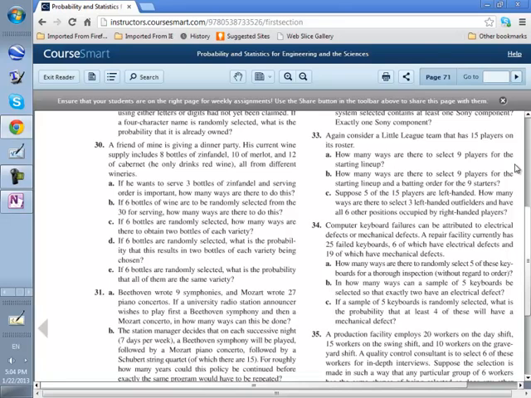A friend of mine is giving a dinner party. His current wine supply includes 8 bottles of Zinfandel, 10 of Merlot, and 12 of Cabernet. He only drinks red wine, all from different wineries. Let's read choice A, and let's talk about A. If he wants to serve 3 bottles of Zinfandel and the serving order is important, how many ways are there? First question. So the bottles are from different wineries, okay?